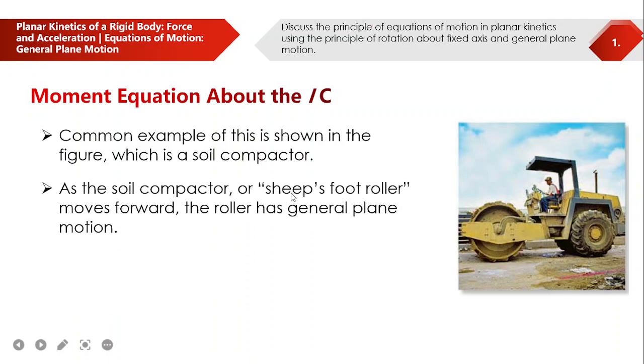So, as a soil compactor or sheep's foot roller moves forward, the roller has general plane motion. So, ayun nga. Nag-rotate siya about the fixed axis, tas nag-move siya, and translation na siya ng either na-curve na path or rectilinear na path. So, yeah. Best example talaga dito yung soil compactor, yung mga pison-pison na yan, when we are talking about general plane motion. Okay? Again, nag-rotate siya sa fixed axis, tas nagtatranslate siya at the same time. So, that will be considered as general plane motion.